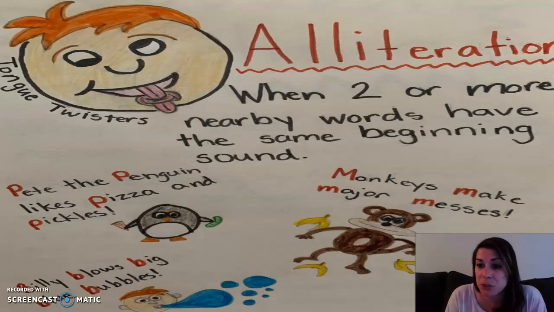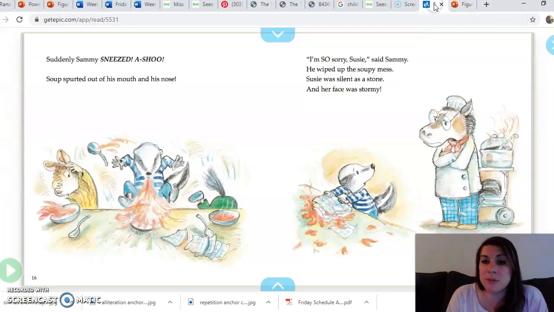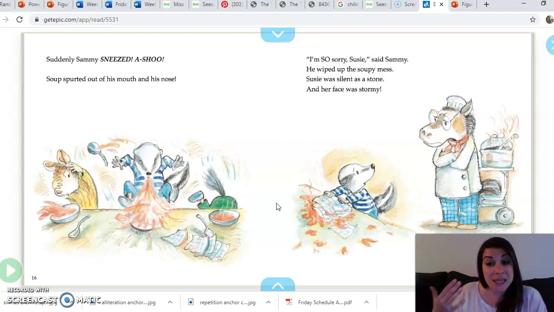So there's one more thing I want to show you before we leave. I'm going to go to a story in Epic. And this is about a skunk who likes soup. On this page, page 17, I'm just going to highlight where it says, "I'm so sorry, Susie," said Sammy. He wiped up the soupy mess. Susie was silent as a stone, and her face was stormy.